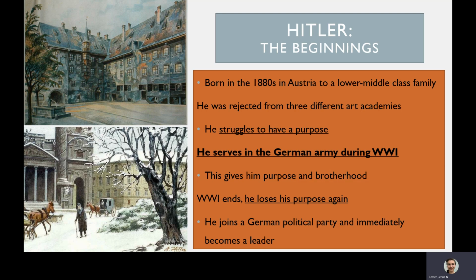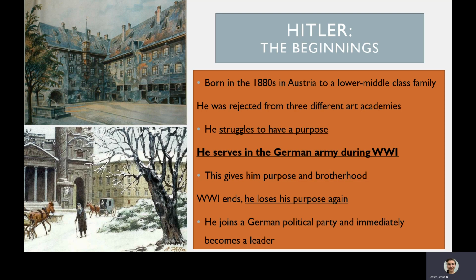So now let's turn to Hitler. The beginnings. He was born in the 1880s in Austria to a lower middle class family. So he wasn't even German. He was born in Austria. His life goal was to become an artist. The two paintings on the side are paintings he made. Those paintings seem excellent to me, but I guess he wasn't good enough. He got rejected from three different art schools. No one would take him. So his entire life purpose was rejected, and he really struggles with purpose.